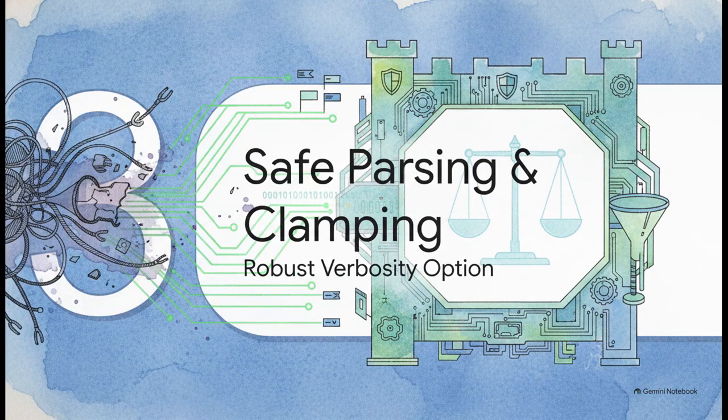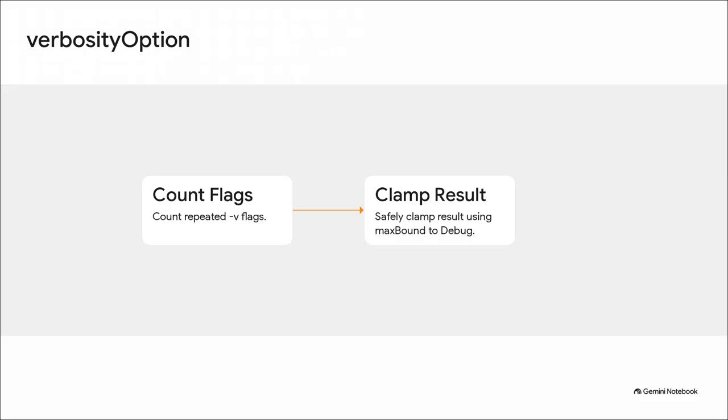Which brings us to Section 3, safe parsing and clamping. Now that we have our custom type, we need a robust parser. The new Verbosity option parser handles this beautifully in 2 clean steps. Step 1, it counts the repeated -v flags. But hey, what if a user just playfully mashes their keyboard and types like 5 -v flags? That's where Step 2 steps in to save the day. It safely clamps the result to our maximum bound, which we explicitly defined as Debug. It mathematically prevents the value from ever exceeding our highest defined state.